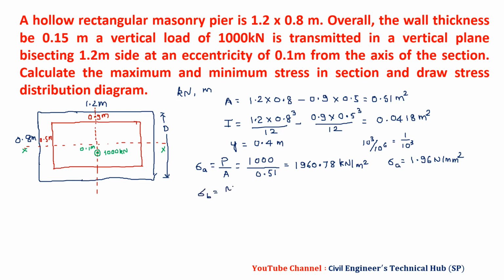Sigma B, M by I into y. So M we have P into E. P is 1000, E is 0.1, y we have 0.4, and I we have calculated 0.0418. I got this value sigma B 956.94 kilonewton per meter square. And if we find it in Newton per mm square, it will be 0.96.